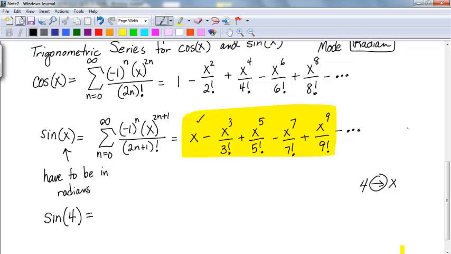x minus x to the third divided by 3 factorial, 3 times 2 times 1, so that's just 6, plus x to the fifth divided by 5 factorial, that's 120. That's one that you really probably should memorize. Minus x to the seventh divided by, now, instead of memorizing this one, go ahead and put in 7, do the math key, left arrow once to probability, and then number 4 is the factorial key.